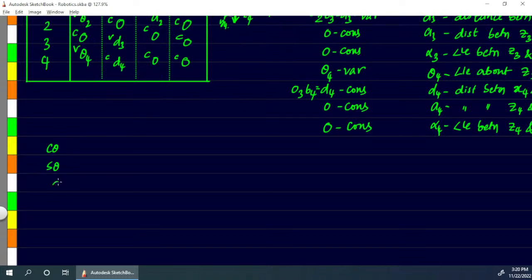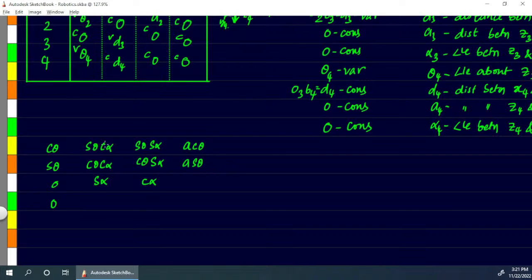So cos theta, sin theta, 0, 0. And then here cos becomes sine, sine becomes cos. Over here it remains the same, sine and cos. And then we get here cos alpha and sine alpha, and we get sine alpha and cos alpha. And then we get a cos theta and a sine theta. Cos changes to sine and back to cos. Sine changes to cos and back to sine.